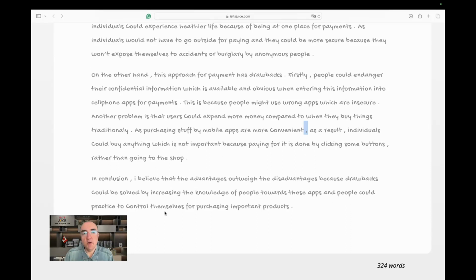Okay, so we have also two disadvantages here. One disadvantage is that there are some phony apps. And the second one is basically you might spend more because they keep paying and they don't feel that the money is leaving their bank. So they're just numbers. And because of that, they might buy more things.